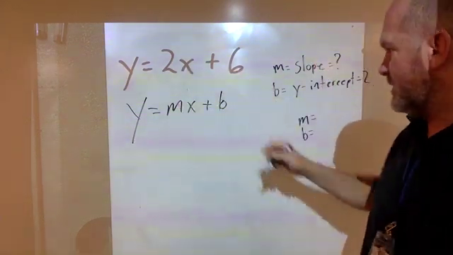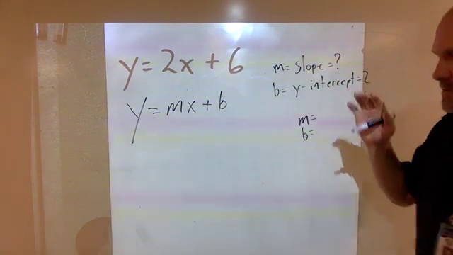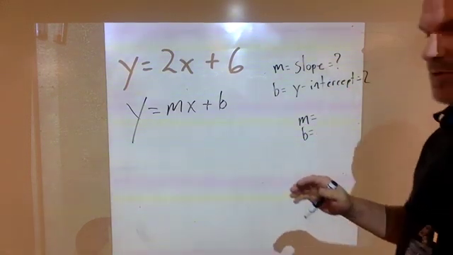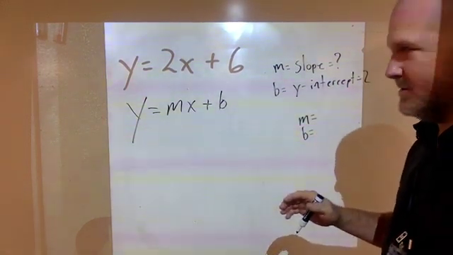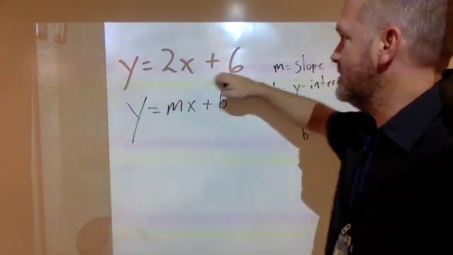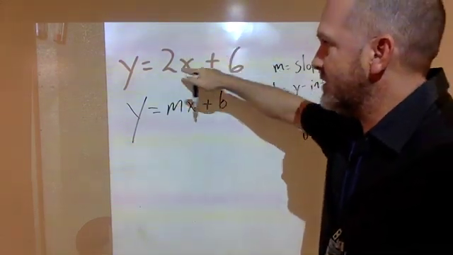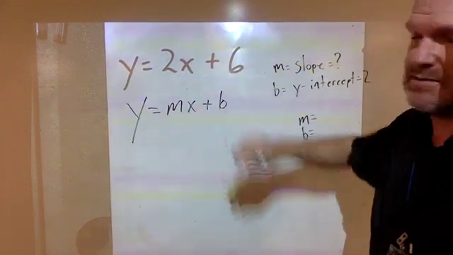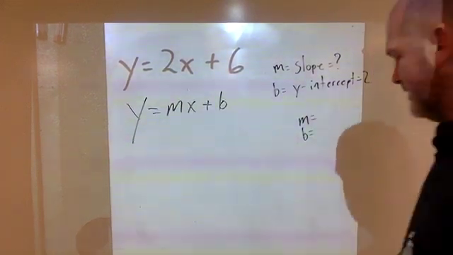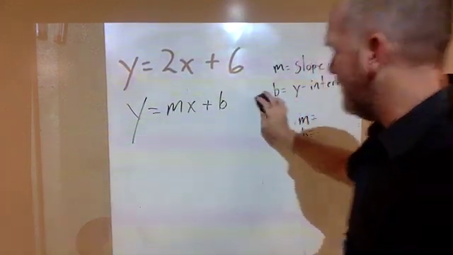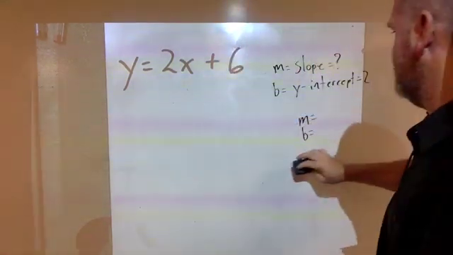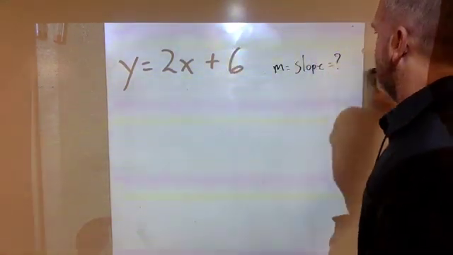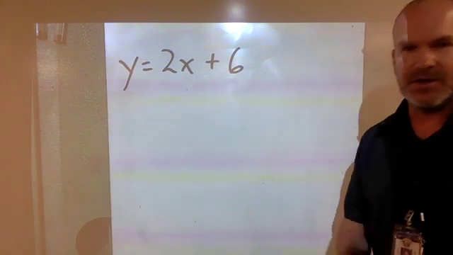Okay, so those problems, I think you guys are making them a little more confusing than what they needed to be yesterday in the do section. They gave you the equation. They just wanted you to say the number that's by x is the slope and the number that's by itself is the y-intercept.